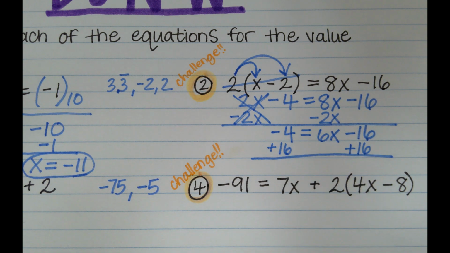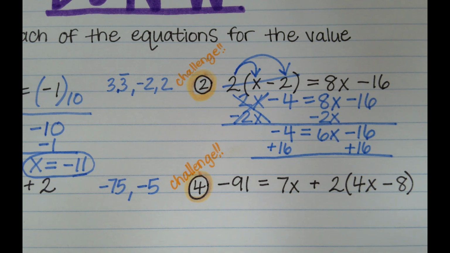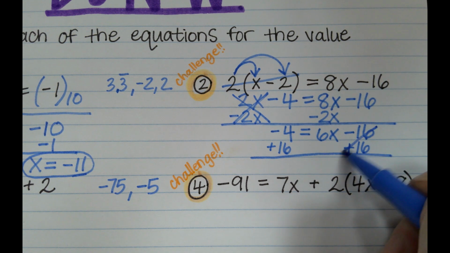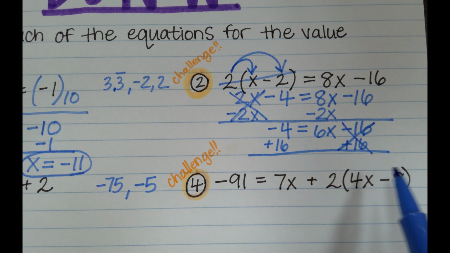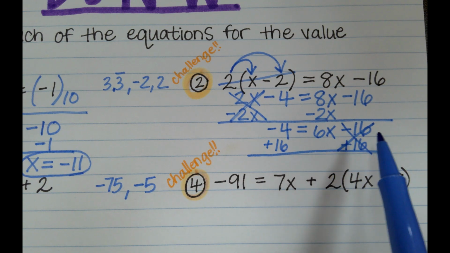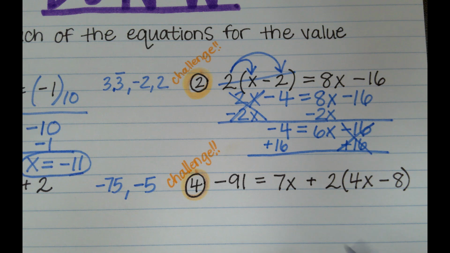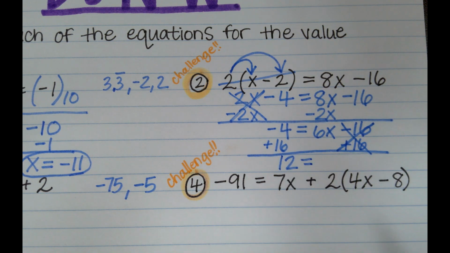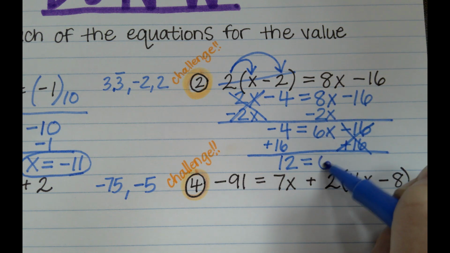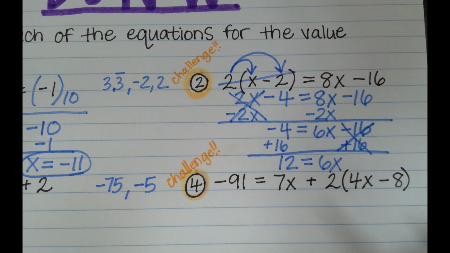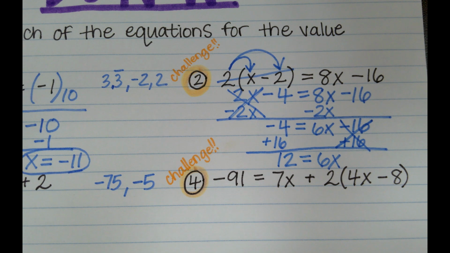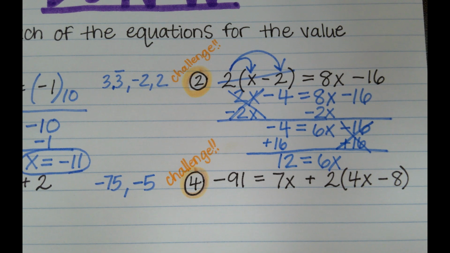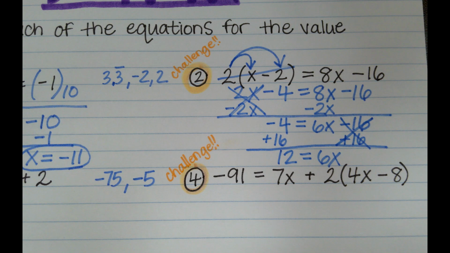And what happens when I add that 16 to both sides? The 16. Yes, it's going to cancel out my 16s. And then what would I do? 12 equals 6x. Good. -4 plus 16 is 12. We'll bring down our equal sign. And 6x. Okay. So, I did not give myself enough room. But now we have 12 is equal to 6 times x.